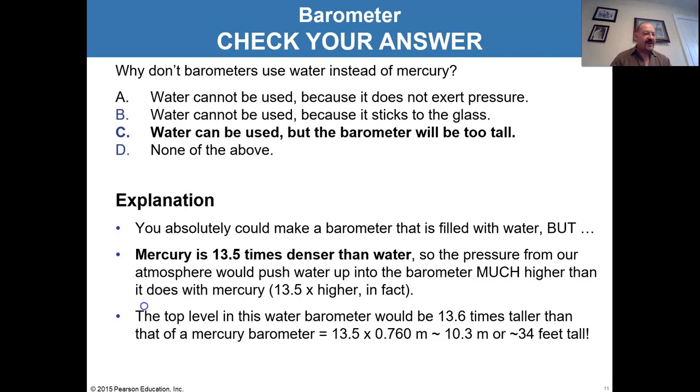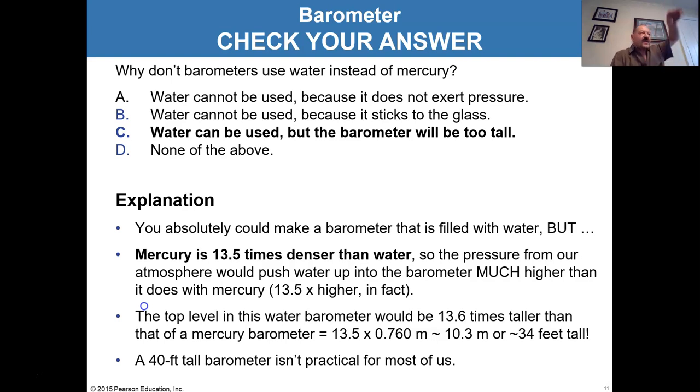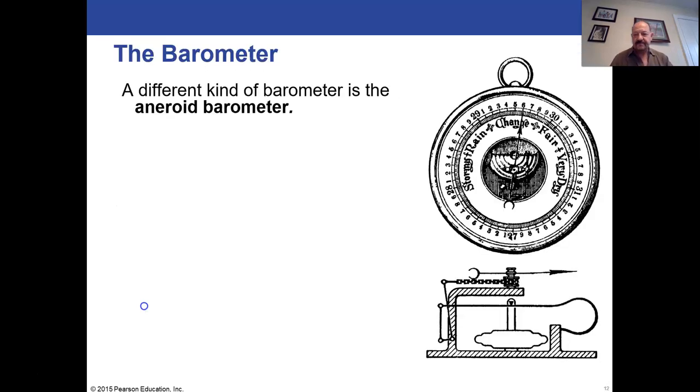So your barometer would have to be taller than that. And most people don't want to have a 40-foot barometer sitting in their house. 1 meter is long enough. When it's mercury, you have to have a little extra space above that 760 millimeters. So a meter-long barometer is already pretty big. An 11 or 12 meter barometer is going to be really unwieldy.